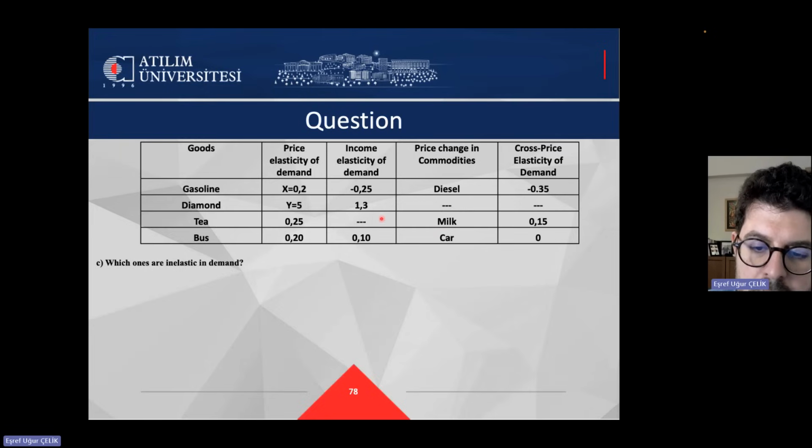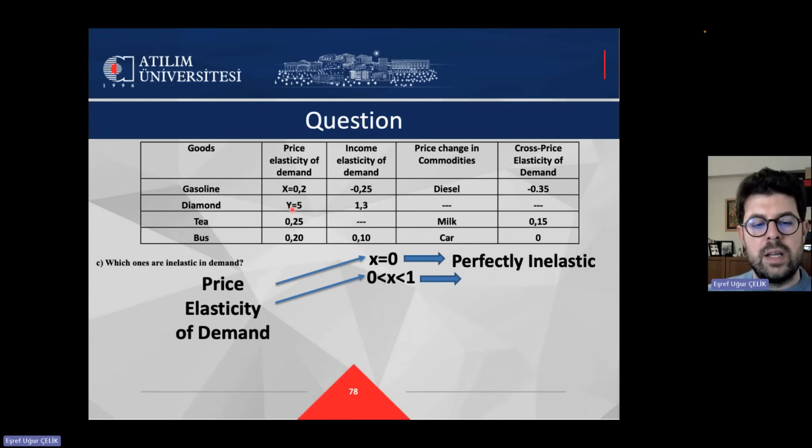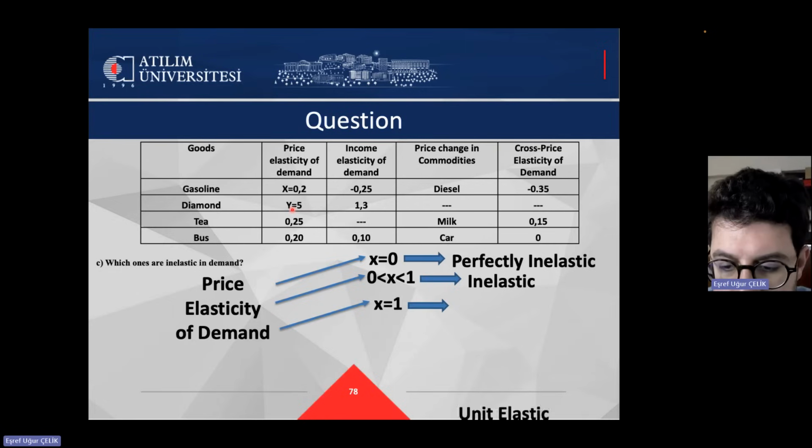That means that there is no information over here. If there is no information, we cannot comment on it. And they show the results of cross elasticity of demand. What can I say? If I ask which goods are inelastic or elastic, we can look at the price elasticity of demand part over here. Let's remember the answers for the interpretation of price elasticity of demand.